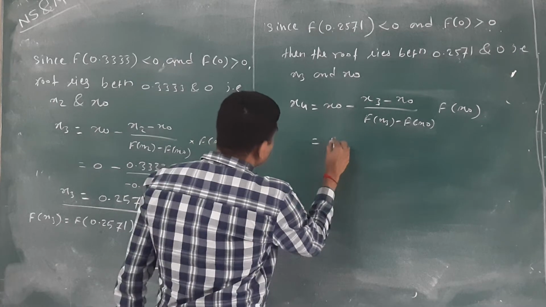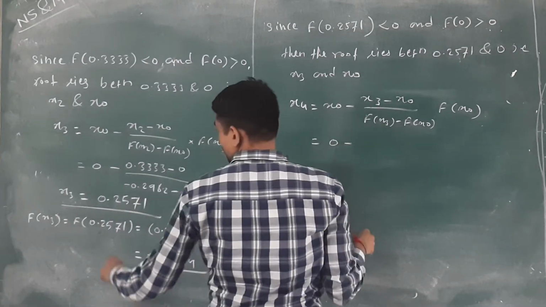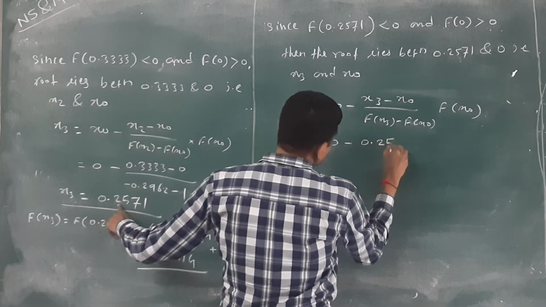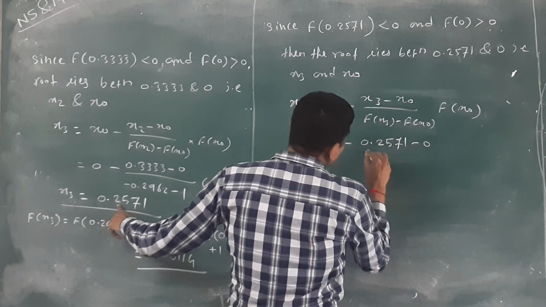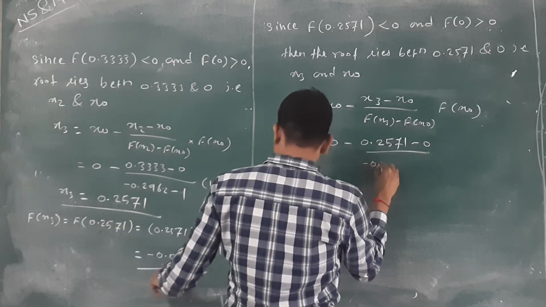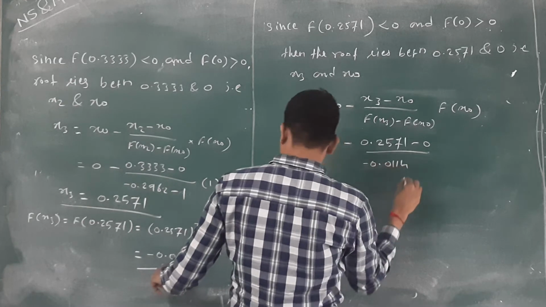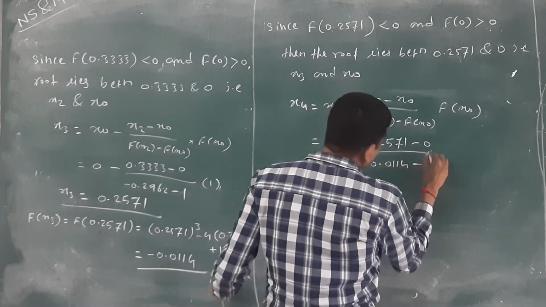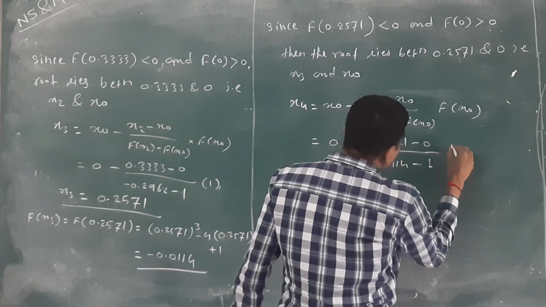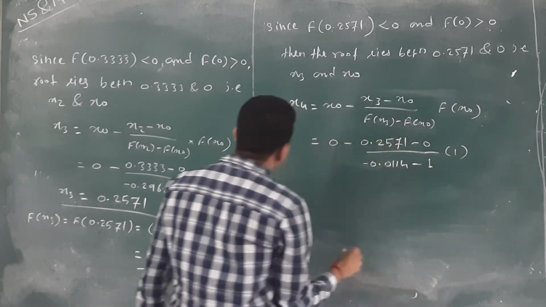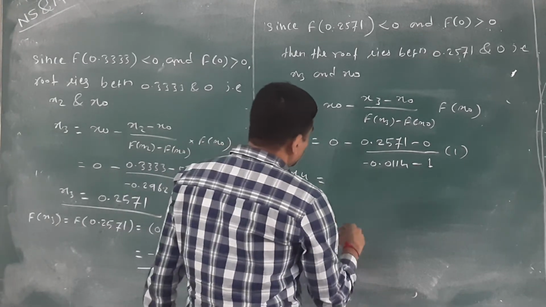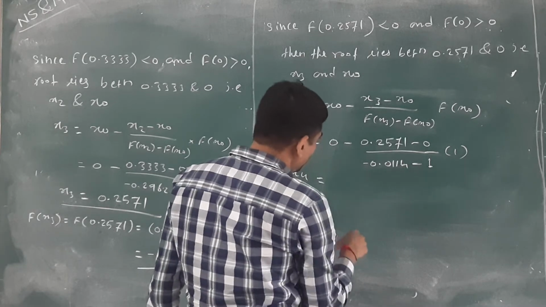x0 is 0. What is the value of x3? We have calculated 0.2571. What is the value of f of x3? Minus 0.0114. Again, what is the value of f of x? f of 0 is 1, and here is also 1. If you have calculated that, what is the value of x4?